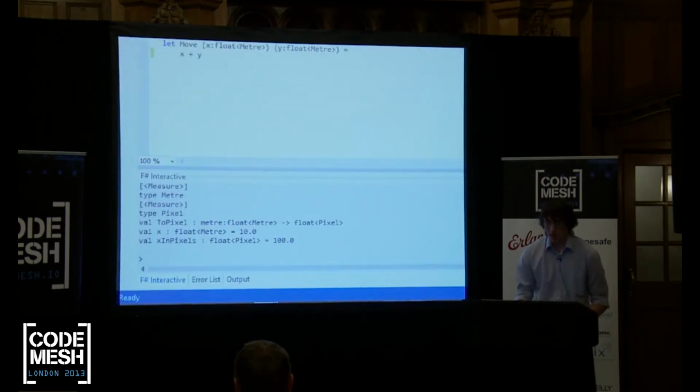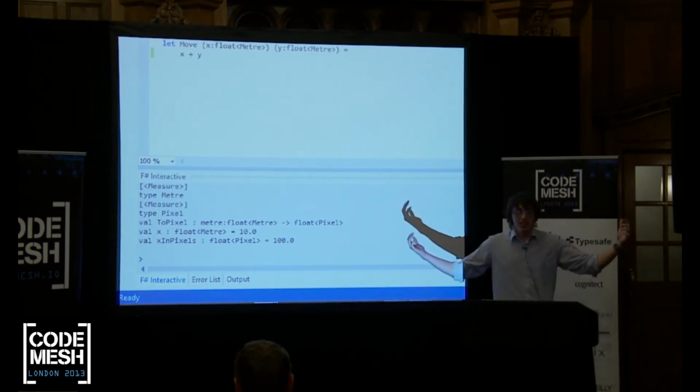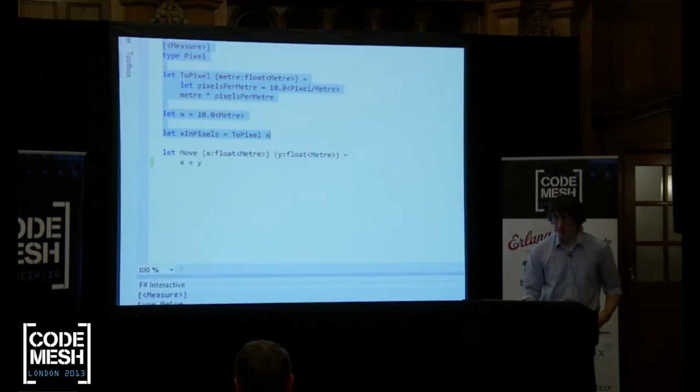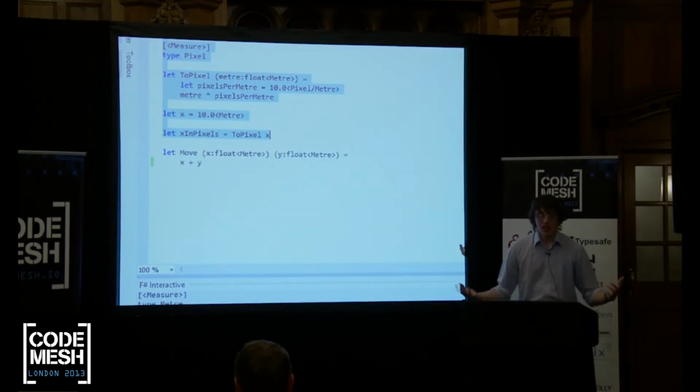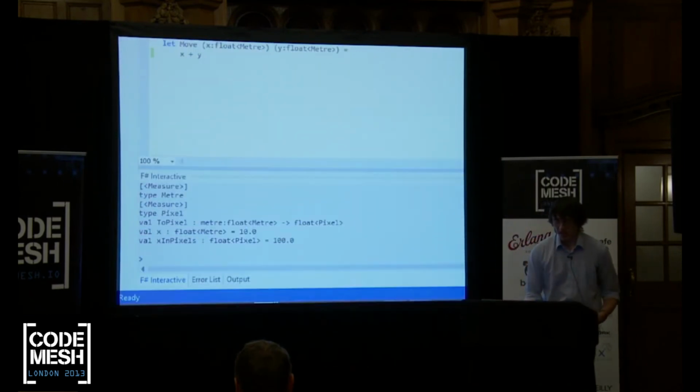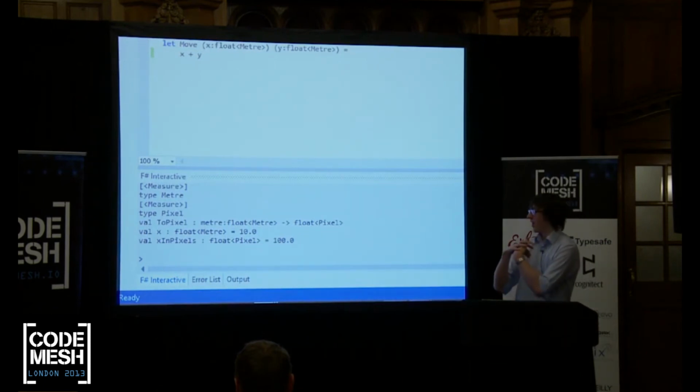So here we go. I've got X, which is 10 meters. And then up here I've said that it's 10 pixels per meter, a totally acceptable thing to say. To convert that back into pixels, I've done my calculation, and I've got 100 pixels.